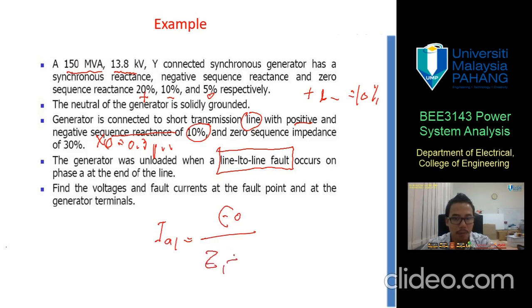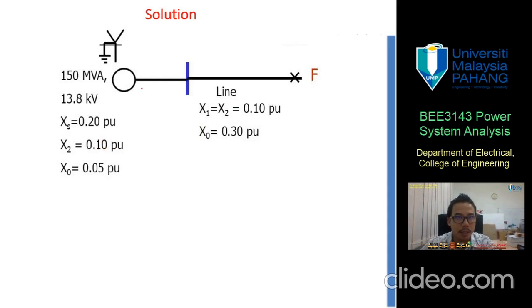So Z1 plus Z2. Okay, then basically this is the drawing. This is the image of the question as interpreted in a single line diagram. So we have the positive sequence, negative sequence, and zero sequence: 0.2, 0.1, and 0.05. Both positive and negative are the same, 0.1 per unit, and X0 is 0.3 per unit.